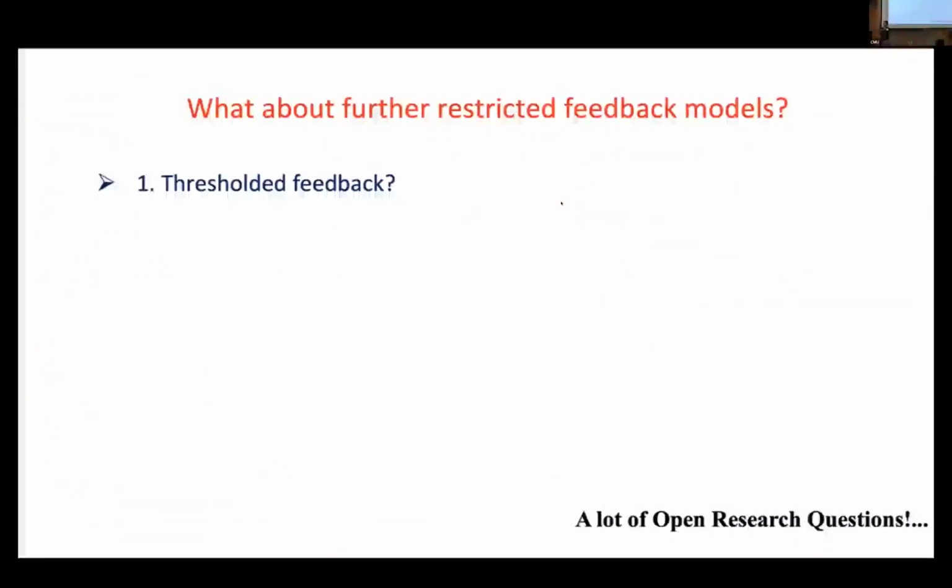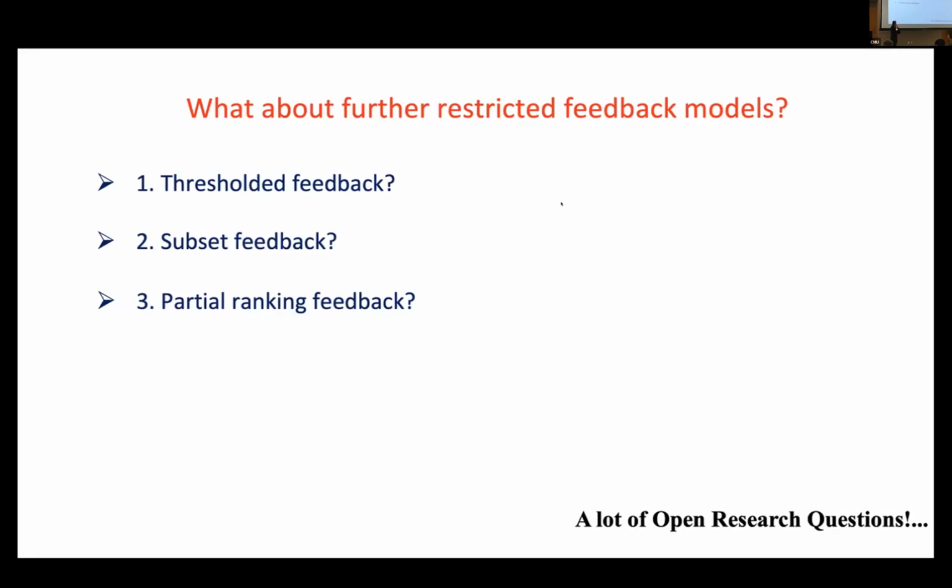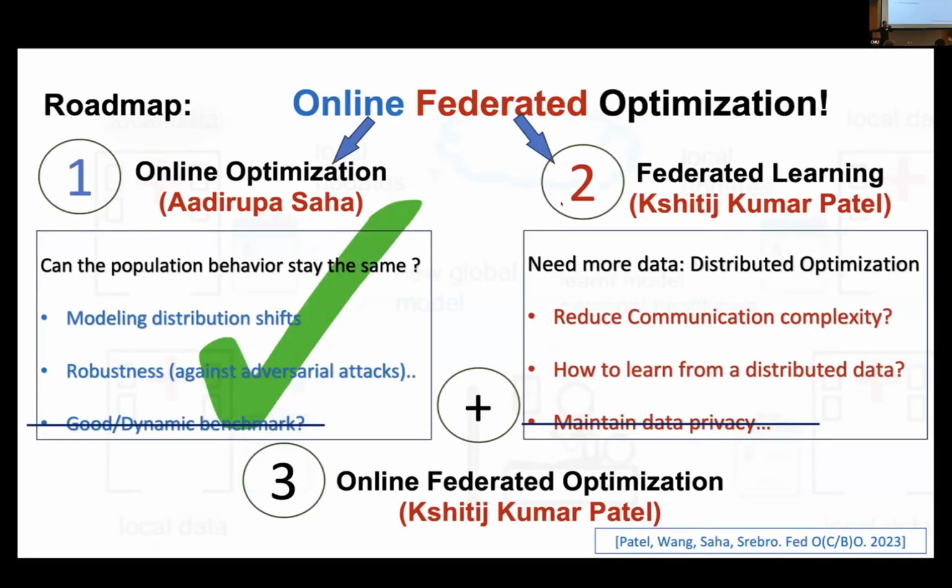So as I said, further restricted feedback models are available, with thresholded feedback, with subset-wise preference feedback, or even with more limited partial ranking feedback. So I can just view, like, my top 10 rankings: I like this many predictors, and I don't know what is happening with the other predictors. So various kinds of limited feedback we can consider, and optimization for those even more limited feedback is an open area of research. With that, I would like to conclude.